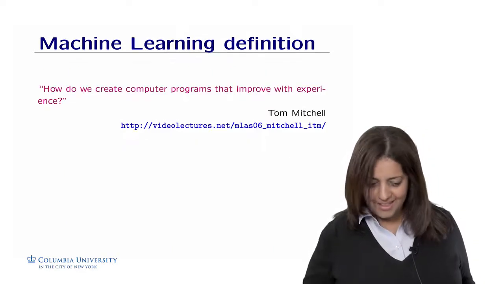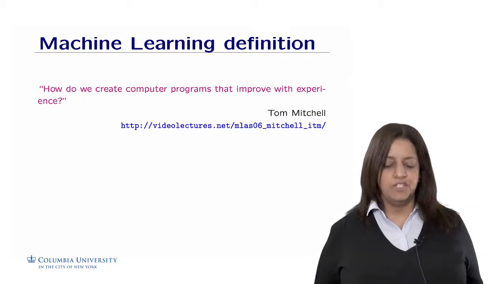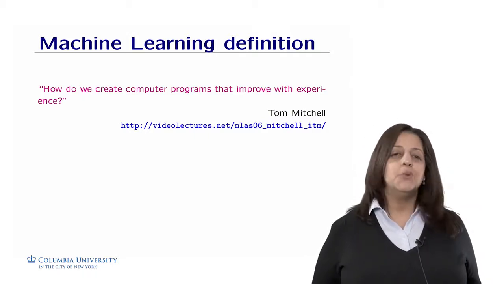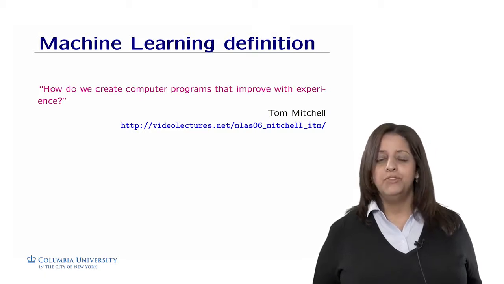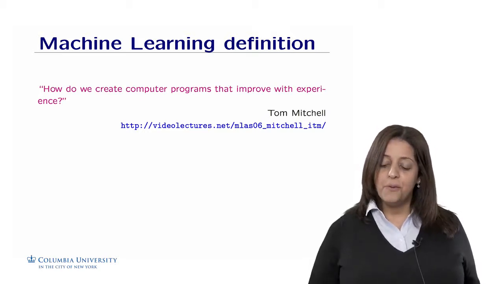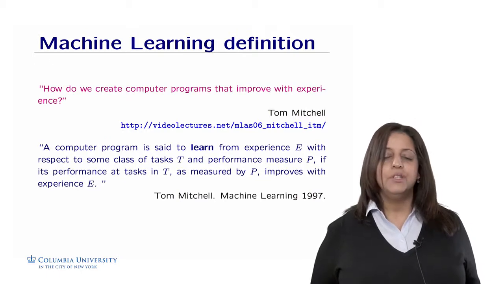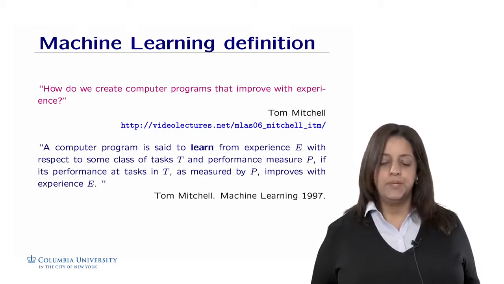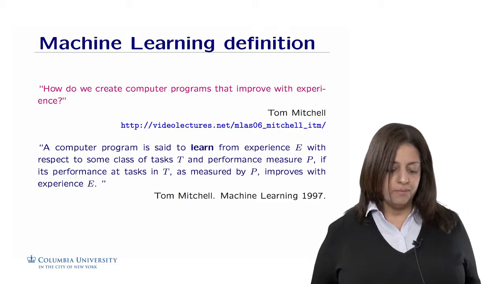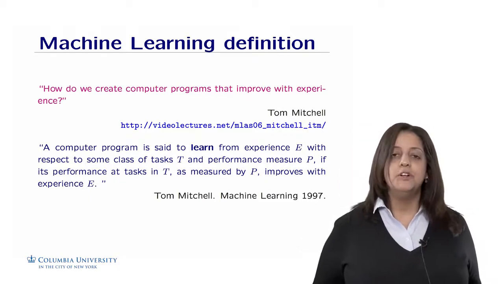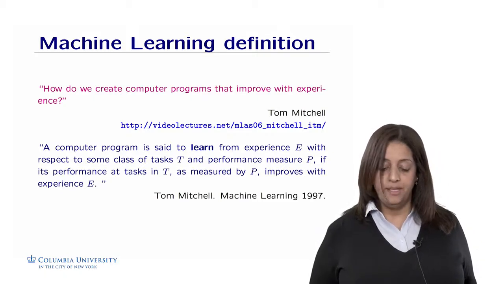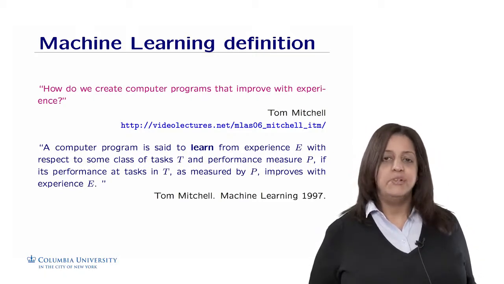So finally, can we find a good definition of machine learning? According to one of the founders of machine learning, Professor Tom Mitchell, machine learning is about how we create computer programs that improve with experience. More specifically, a computer program is said to learn from experience E with respect to some class of tasks T and performance measure P if its performance at tasks T, as measured by P, improves with experience E.